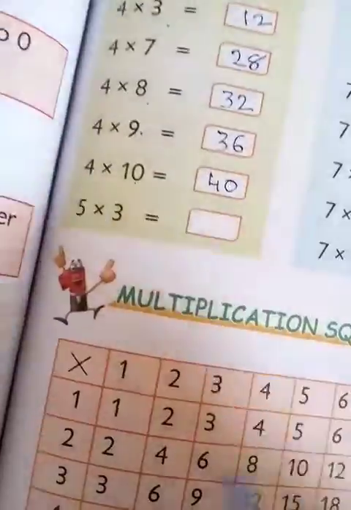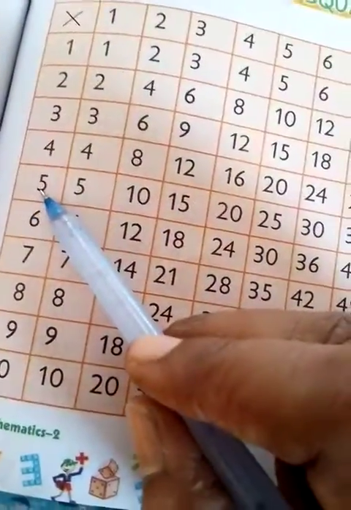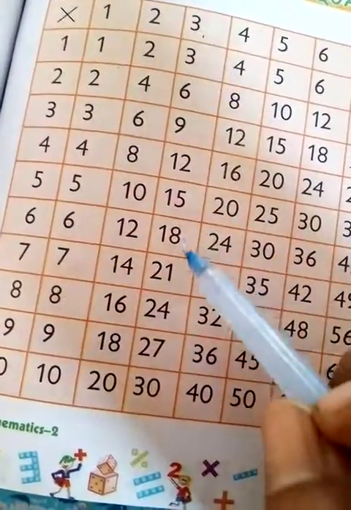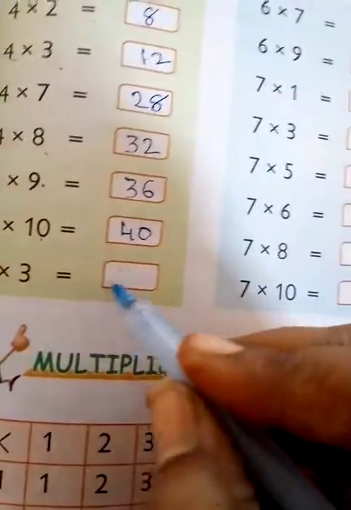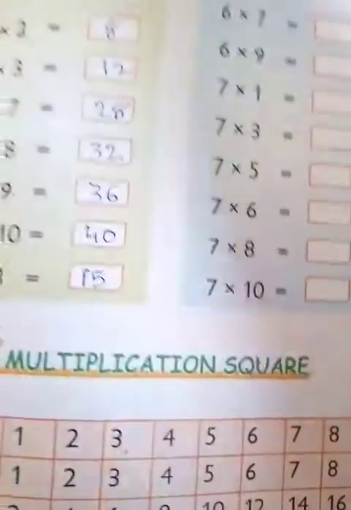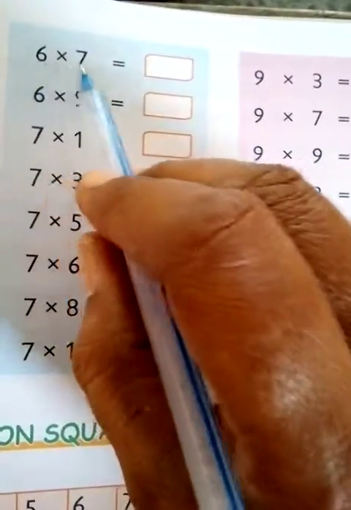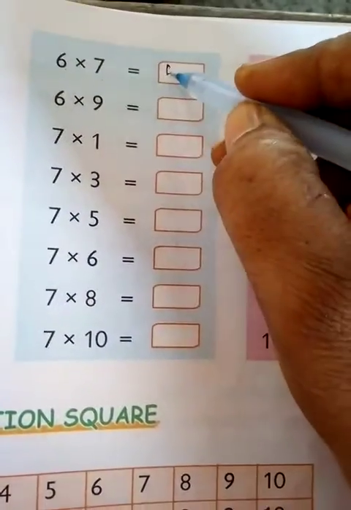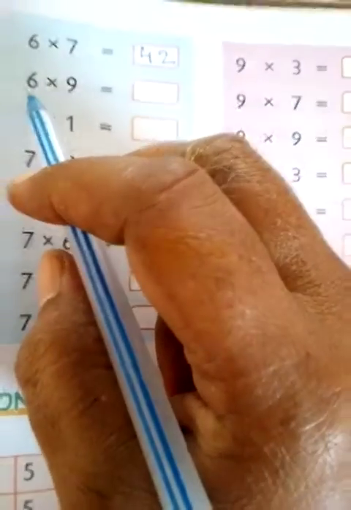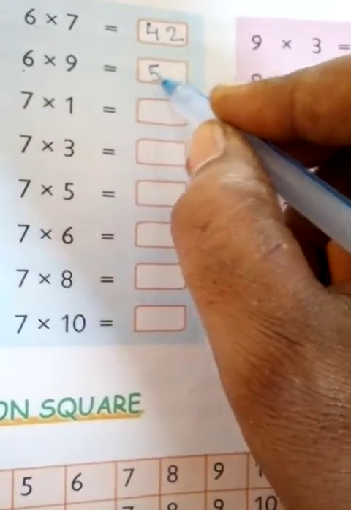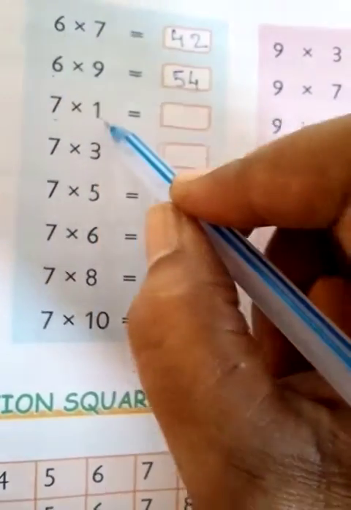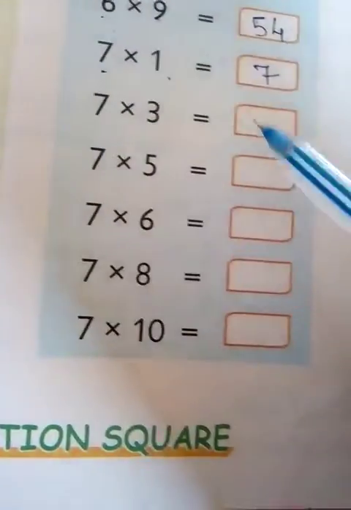See here, if you make this chart, it will be easy for you. 5 threes are 15. You can do it directly. 6 sevens are 42. 6 nines are 54. 7 ones are 7.